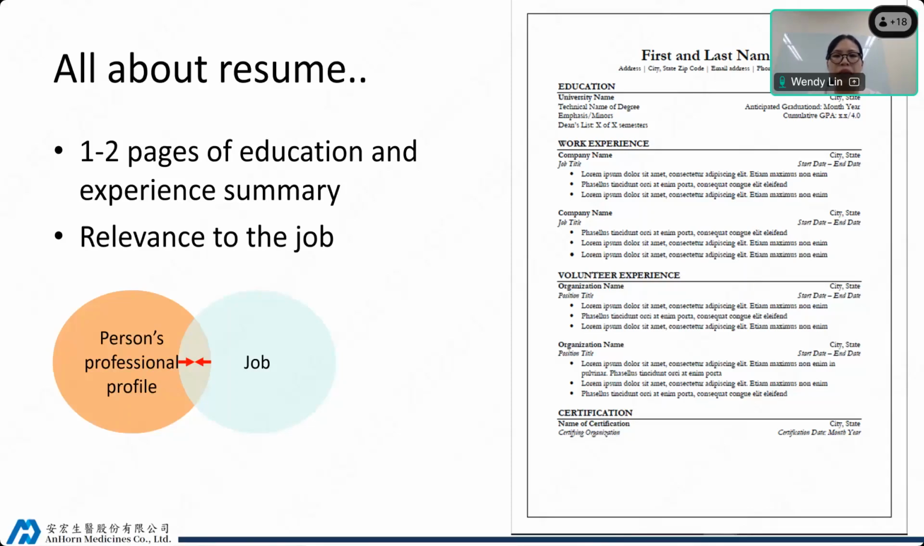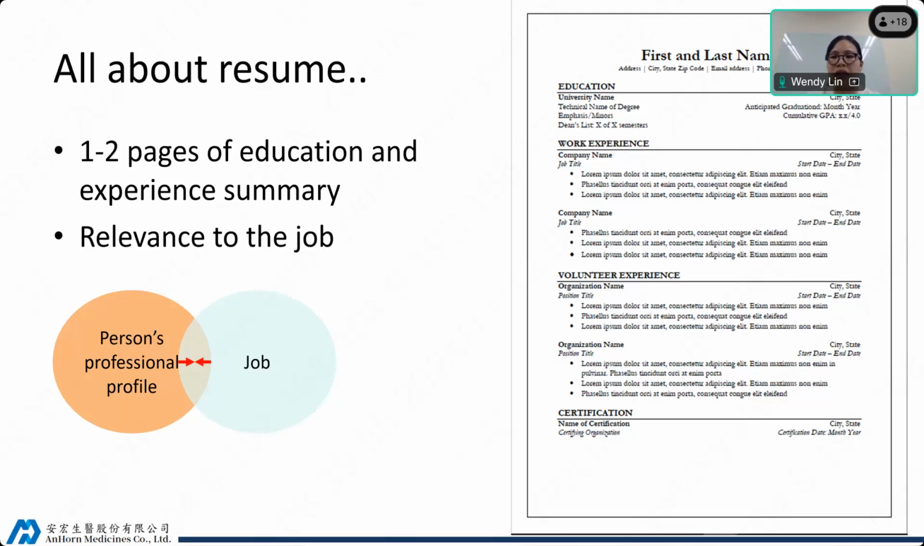At the beginning, the resume is just like a professional profile summary. It covers your professional background, including your education, your work experience, your contributions in the past, and some awards and certificates. Because it is a profile summary, we usually limit it to 1 to 2 pages only, where it gives clear highlights about your strengths and experiences, and gives a short story to the hiring manager about your relevant professional experiences.